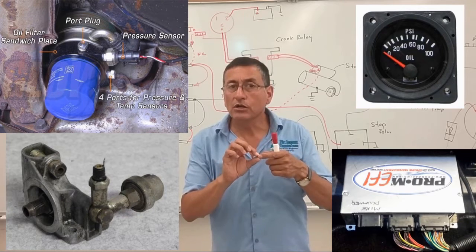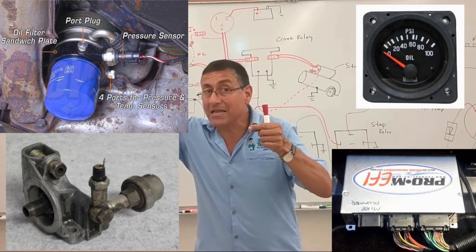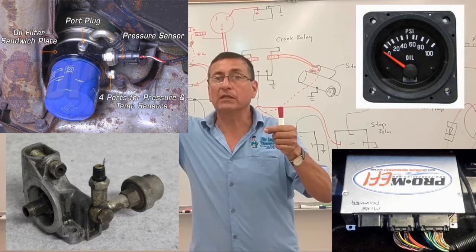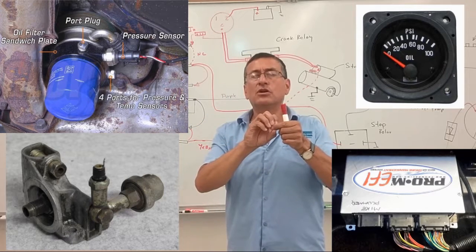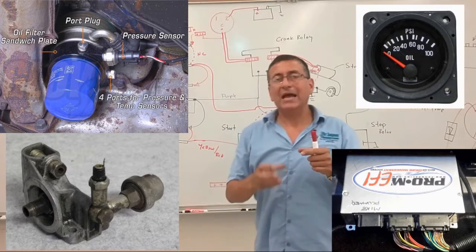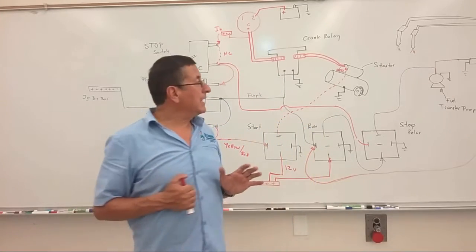The sensor sends the signal through the sender and activates the gauge or instrument. The sensor is to send the signal for the gauge or computer, and the switch is to kill. Now we are ready to install.